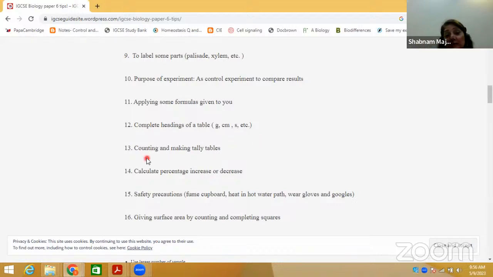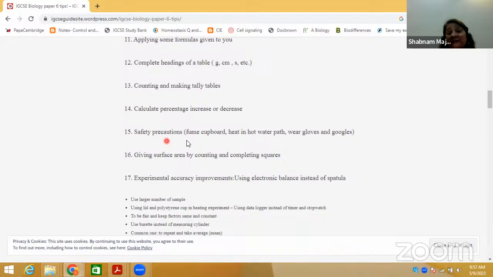You should know about counting and making a tally table, tally tables in frequency ones. For example, measuring the surface area of a leaf, you must have done that, because I've seen kids asking. The grid is provided and your leaf is given, you draw the outline and you see how many boxes are fully covered, more than half covered, or half covered, then you measure the surface area of the leaf in terms of that. The grid may be given, it depends. Calculate percentage increase or decrease, I already told you the formula.